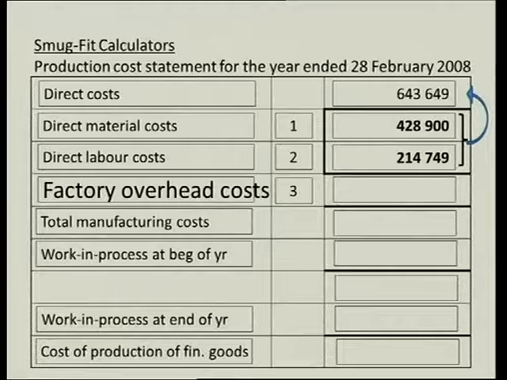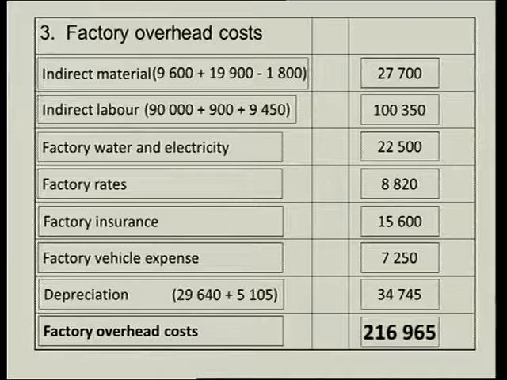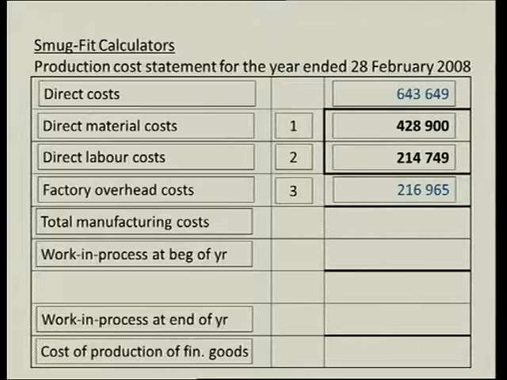We're going to go to note number three that we worked out, and we're going to put in 216,965. Okay. So you're taking direct costs. Now you've got it. You're taking factory overhead costs. Okay, you've got that. You first put in that from note number one. It's the bottom of note number one. Then you put in that, which is the bottom of note number two. You added the two together to give you that amount there.